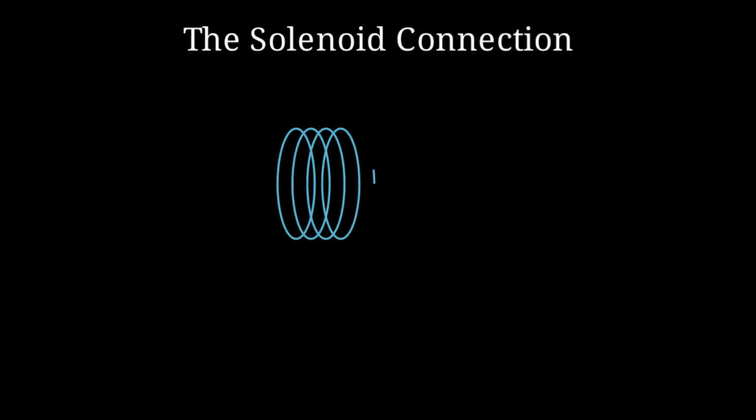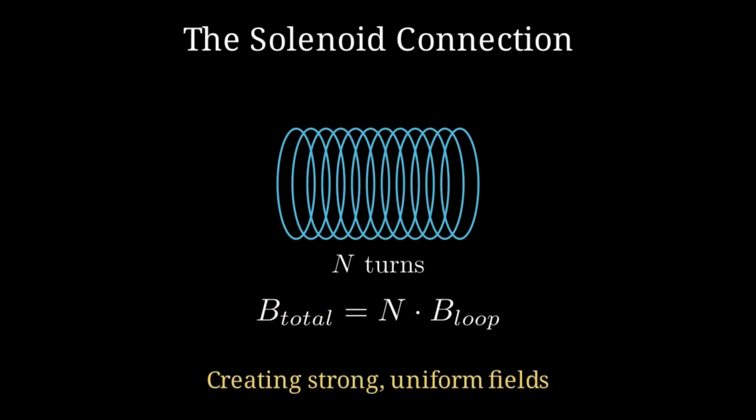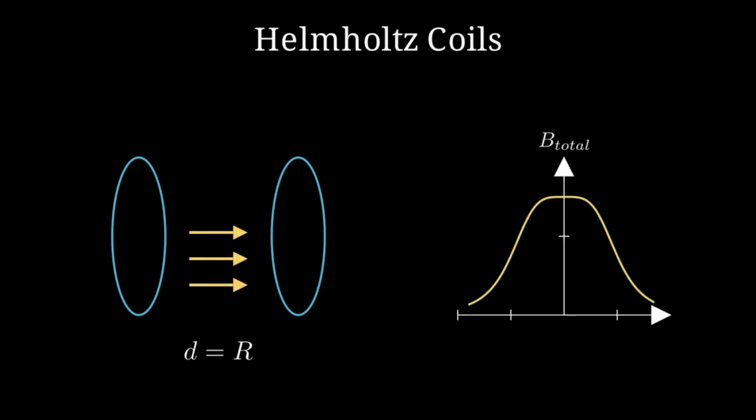What if we have more than one loop? If we stack n turns of wire closely together, the magnetic fields add up linearly. This is the principle behind a solenoid. By understanding one loop, we can calculate the field for a long coil used in everything from car starters to electronic locks. A special configuration called Helmholtz coils uses two identical loops separated by a distance equal to their radius.